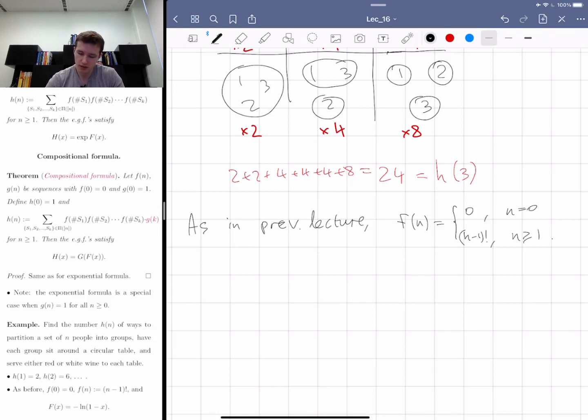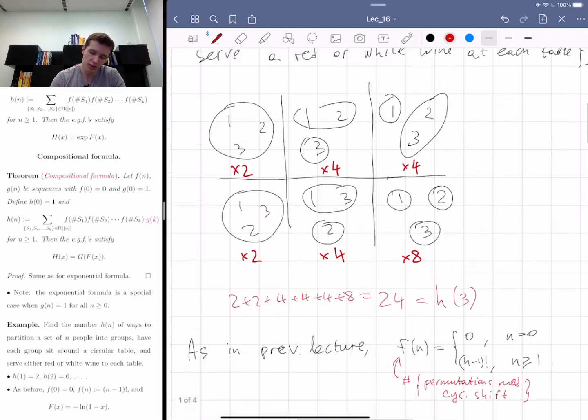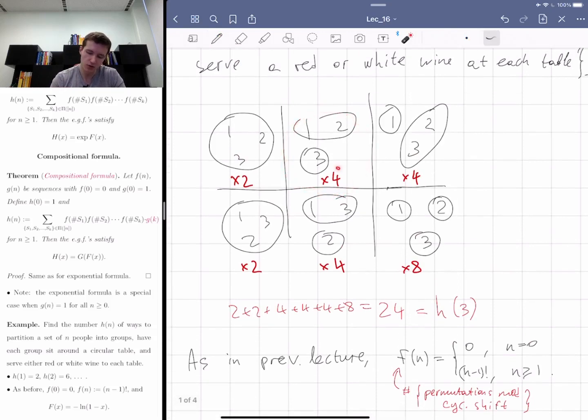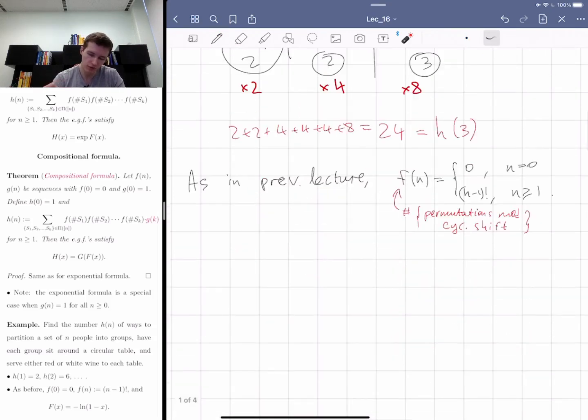That's the number of permutations modulo cyclic shift. Okay, but now I also have the function g. Right? Each set partition is weighted by, in this case, 2 to the number of tables, 2 to the number of blocks. So g of n is equal to just 2 to the n.